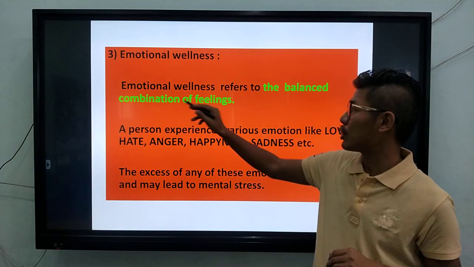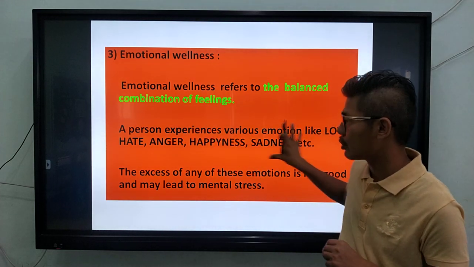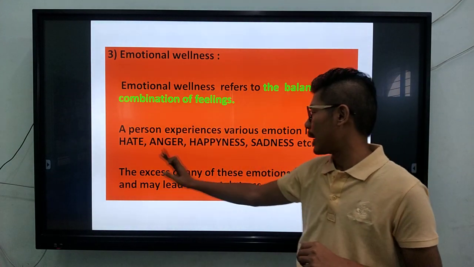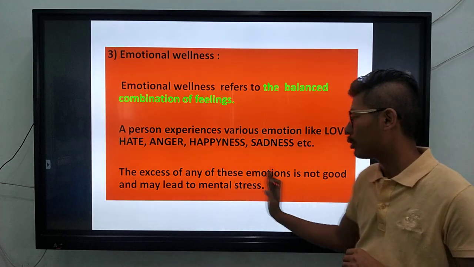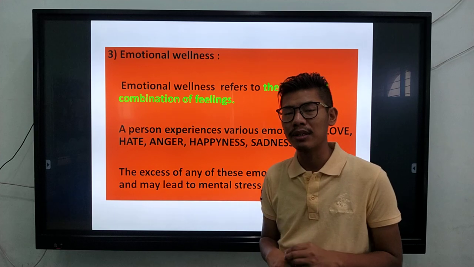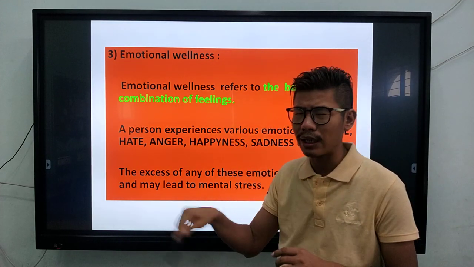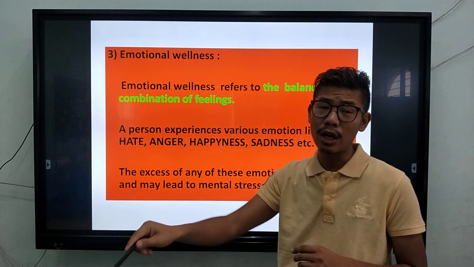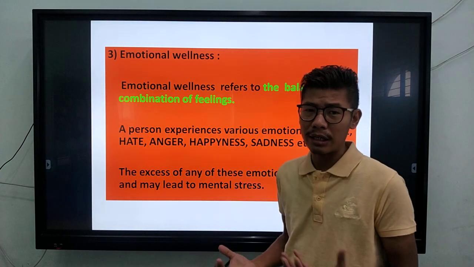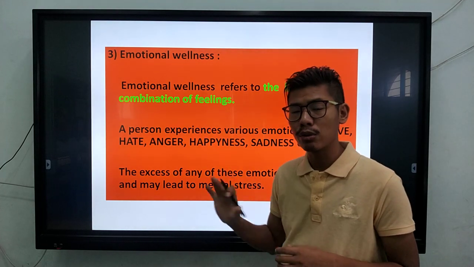So that's why emotional wellness refers to the balanced combination of things. All these emotions, you need to balance them. The excess of any of these emotions is not good and may lead to mental stress. When you have this kind of problem, it affects your mind. It's called mental stress, and after that you will be thinking about so many negative things, you will not be encouraged, you will always feel demotivated. You won't find any kind of inspiration in life. So that's why you always need to control your emotions.